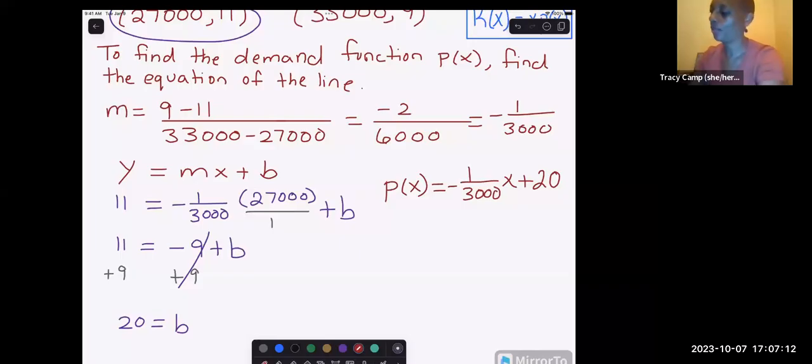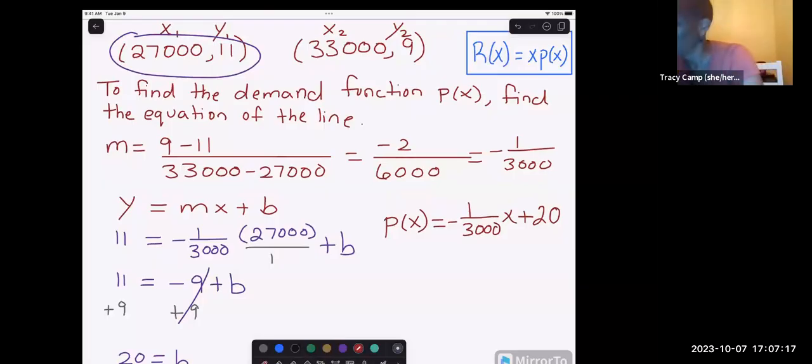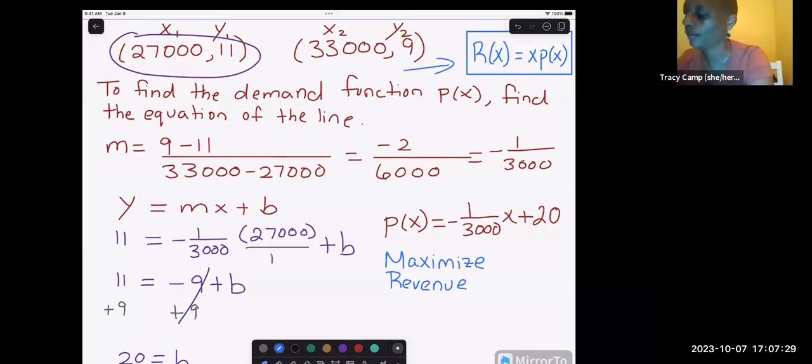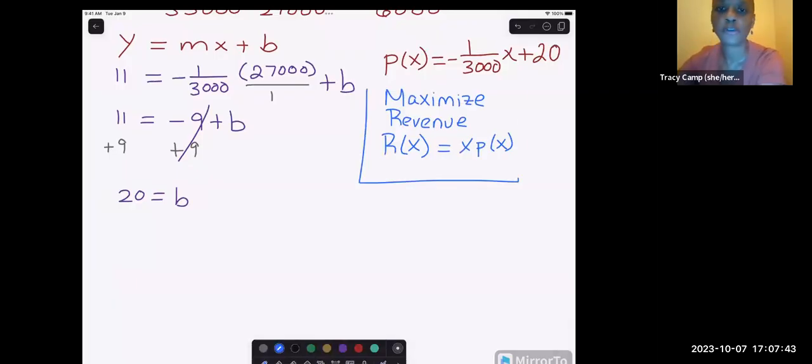The problem asked us to maximize revenue. And the revenue formula is this right here. I wrote it in the corner of the page. R of X equals X times P of X. So I'm going to use what I just found, my demand function, and I'm going to use that to find a function for my revenue in order to maximize it.